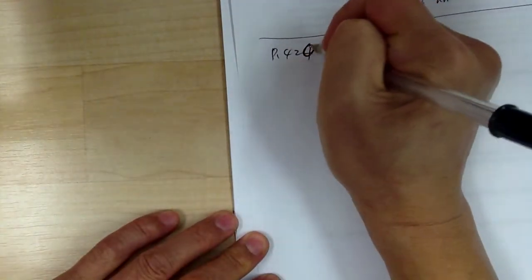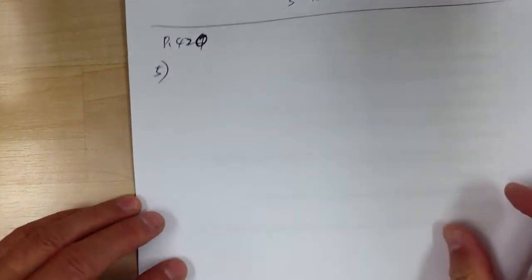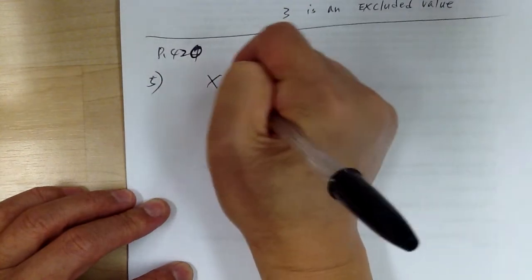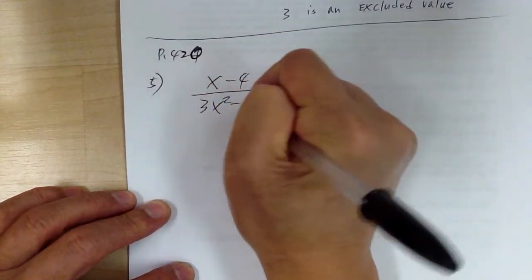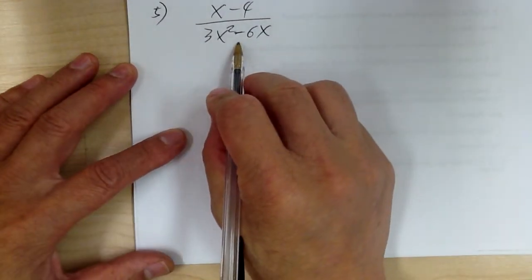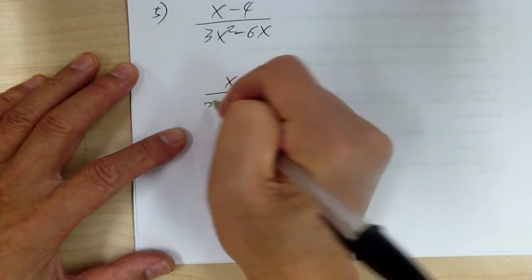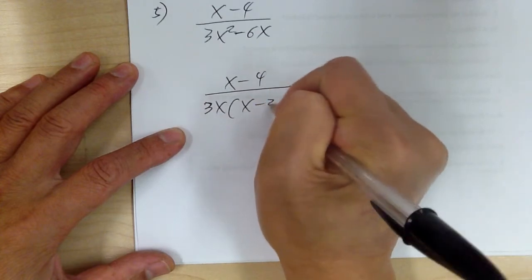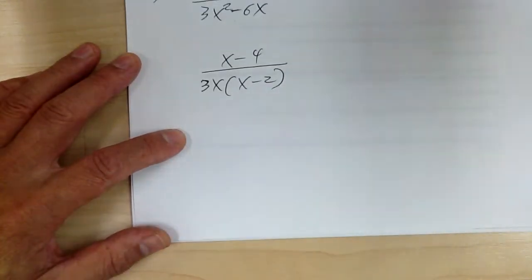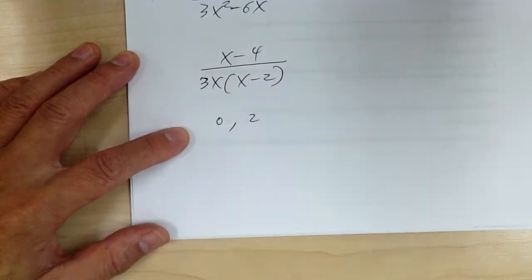Now, if you go to number 5 on page 420, you have x minus 4 over 3x squared minus 6x. As soon as you see addition or subtraction, you need to do factoring. So first you need to factor the bottom. You can factor out the 3x, so you're going to get x minus 2. Again, we're not solving yet. Right now, we're just going to figure out what values are not allowed. So the excluded values would be 0 and 2.